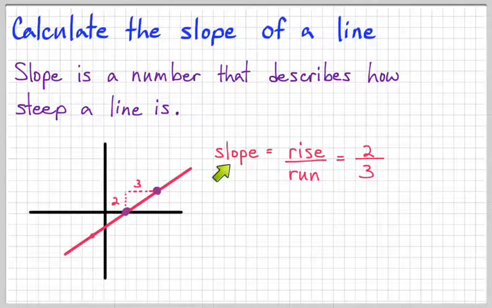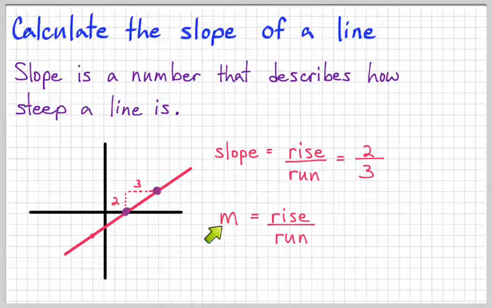Now we don't normally write out the word slope. We normally write the letter M to stand for slope. It comes from a French word that means slope, and that French word starts with M. So the M just carried over for us as well.